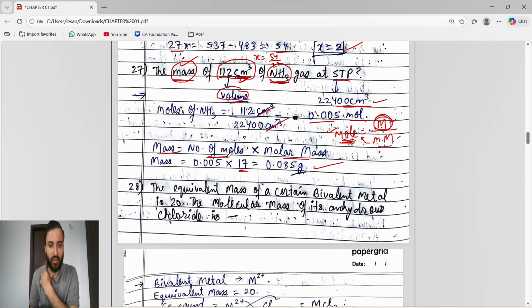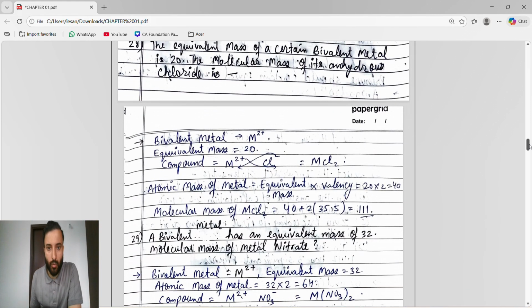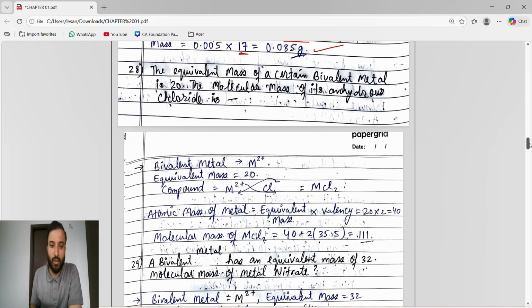Now the number of moles depends on what is given. Here 112 centimeter cube is given, which means volume is given. Volume is given means we will use given volume by molar volume, the molar volume at STP. So the value depends upon this. Okay, now another important one, see.